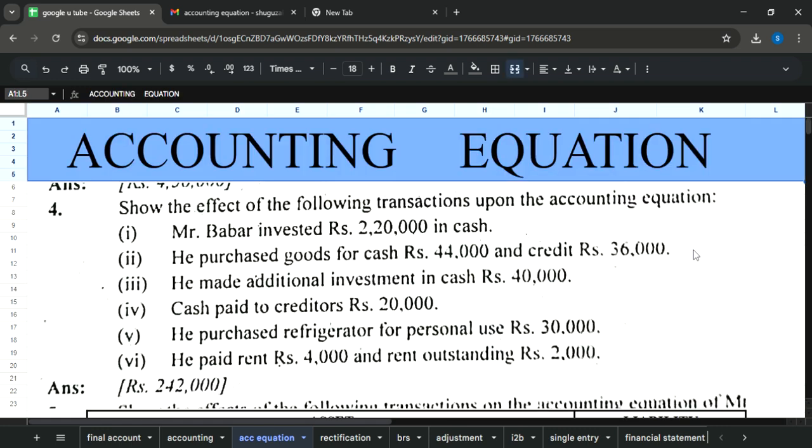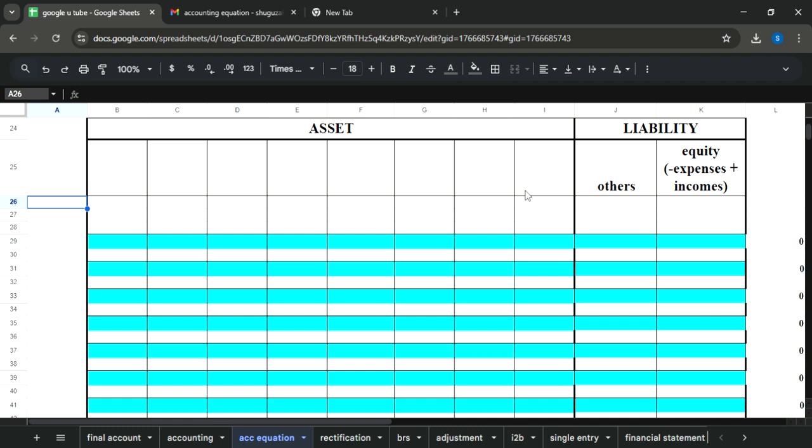So let's begin. Number 1. Mr. Babar invested 2,20,000 in cash. The person who is giving the amount to the business is the owner, and the amount invested by the proprietor is capital. So 220,000 in terms of cash is coming in. There is an increase in cash or asset.